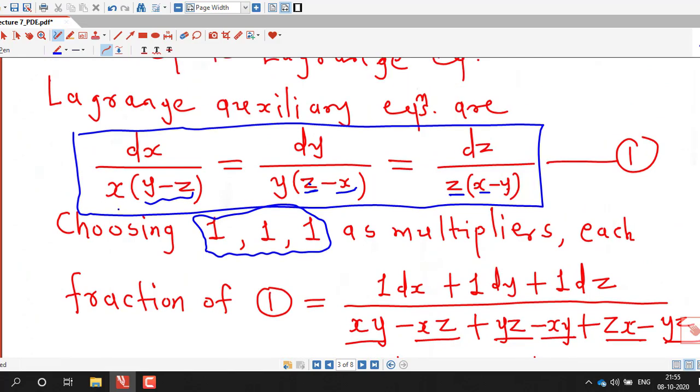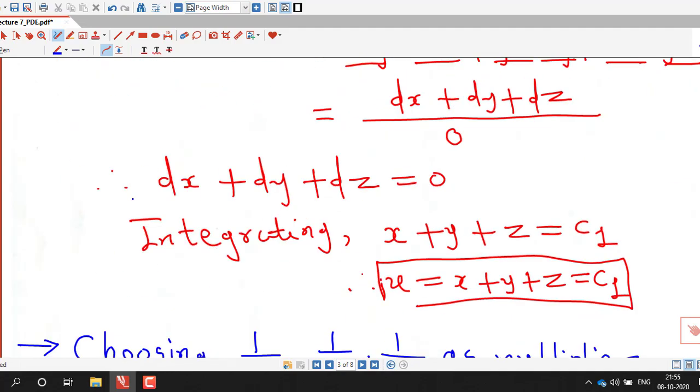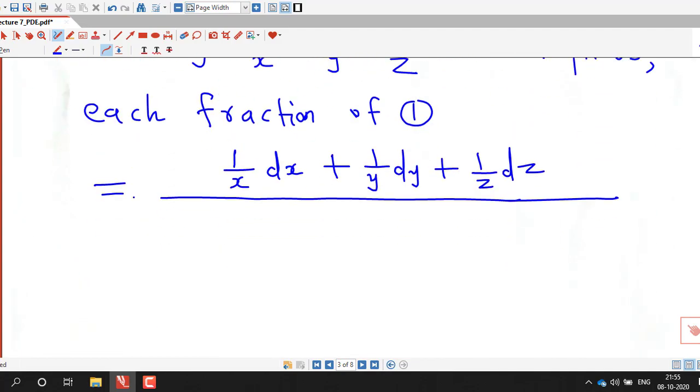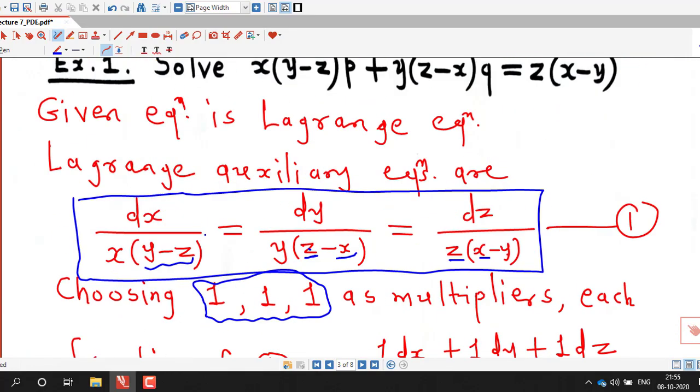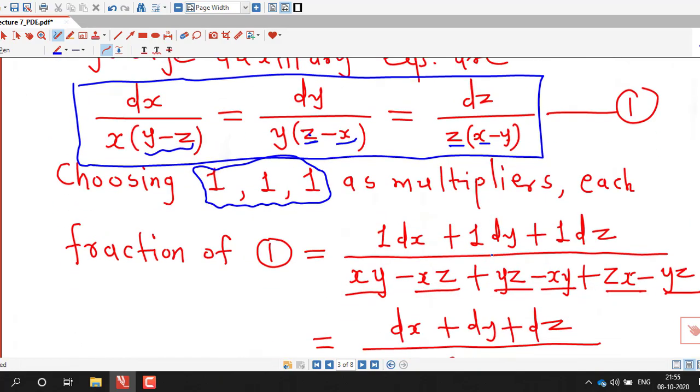And here if I multiply this denominator by 1 by x, I will have y minus z. Here I will have z minus x and x minus y. So first I write y minus z plus z minus x. Plus, so here we multiply with 1 by x, so we have y minus z. Here y will cancel out z minus x, and if we multiply this by 1 by z, z will cancel out and we have x minus y.